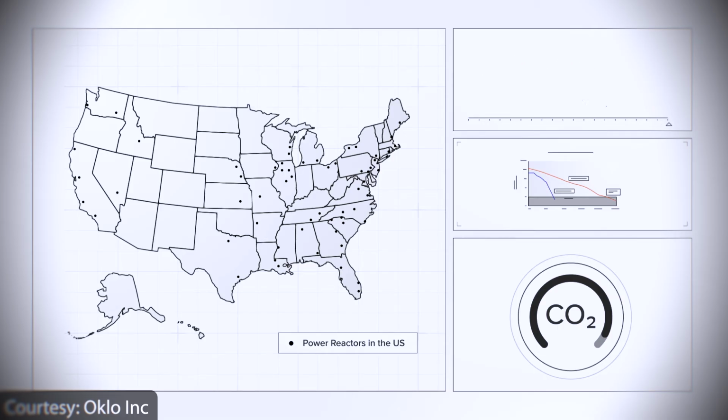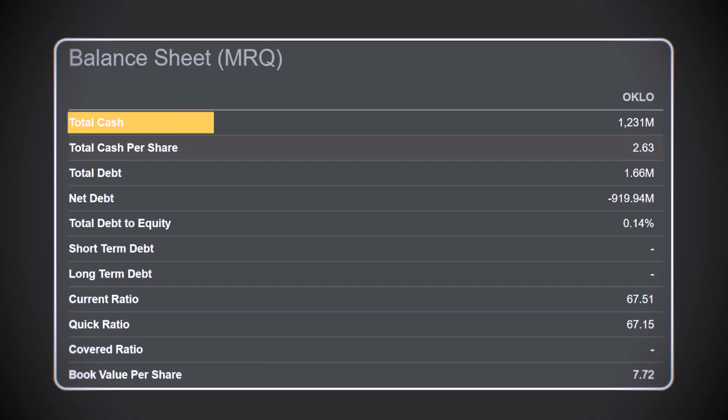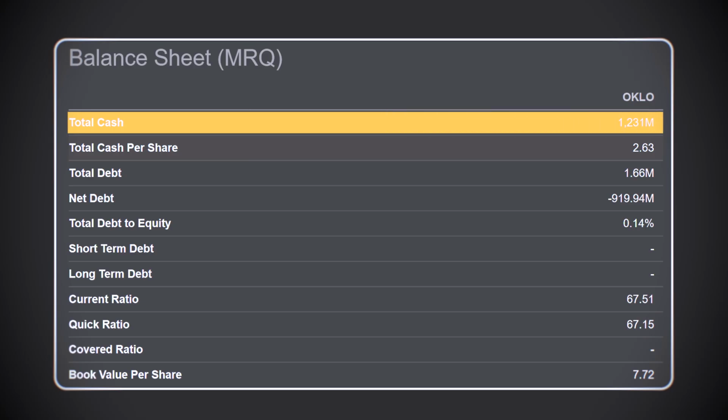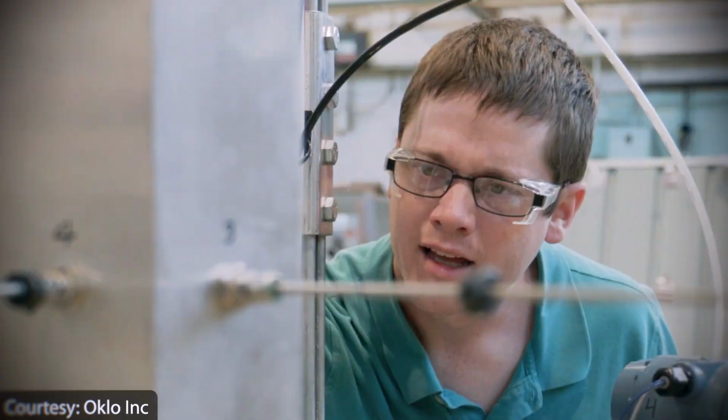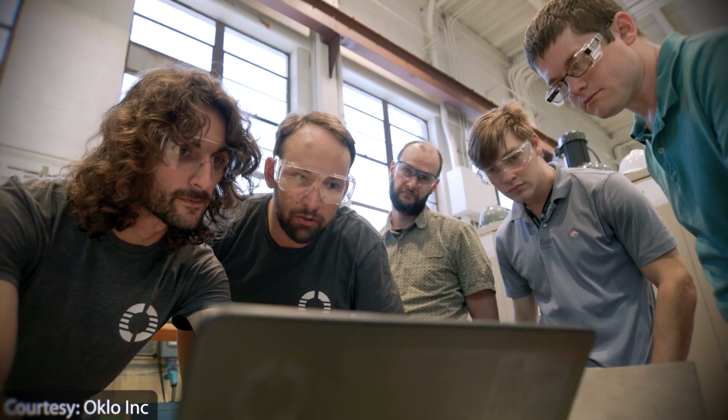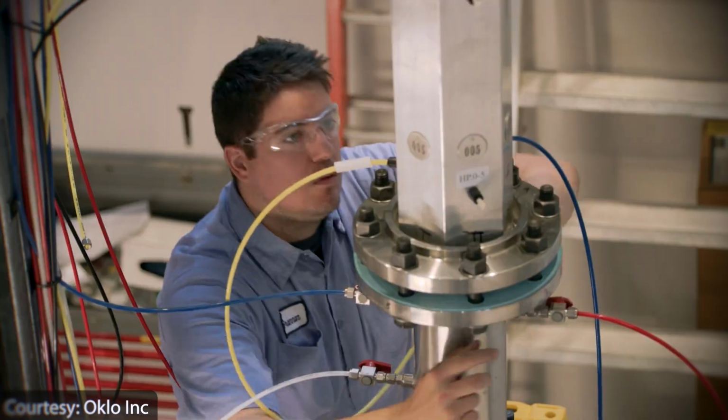Financially, Oklo is unusually well-positioned. With roughly $1.2 billion in cash and minimal operating burn, the company has years of runway to execute without relying on constant dilution. That shifts the investment debate away from survival and toward execution.